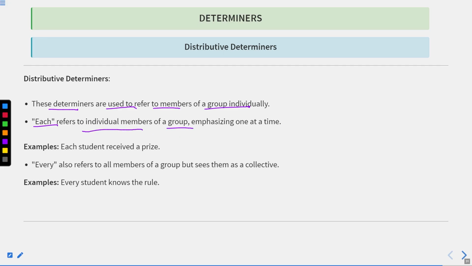Each refers to individual members of a group, emphasizing one at a time. For example, each student received a prize. It means each and every student has received the prize. Every also refers to all members of a group but sees them as a collective. For example, every student knows the rule.